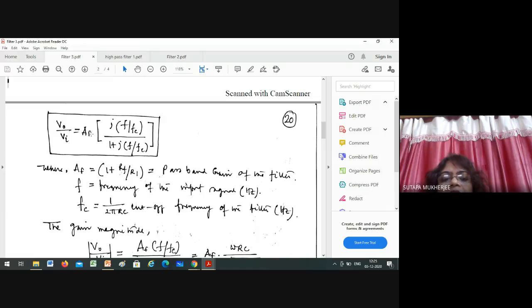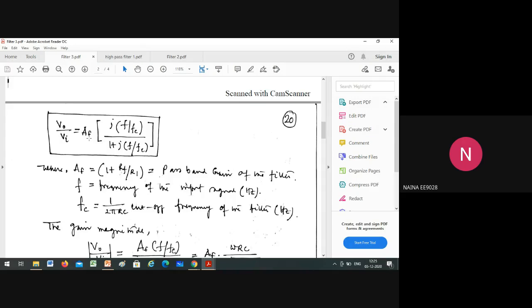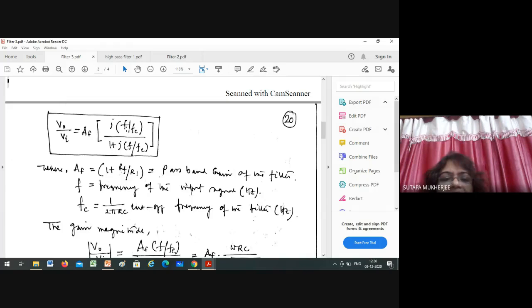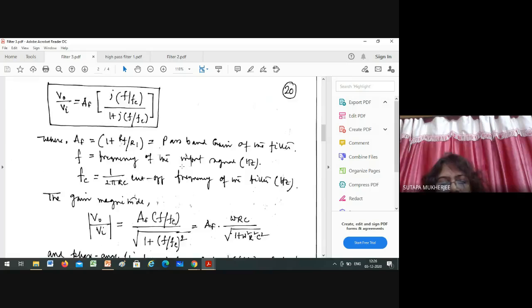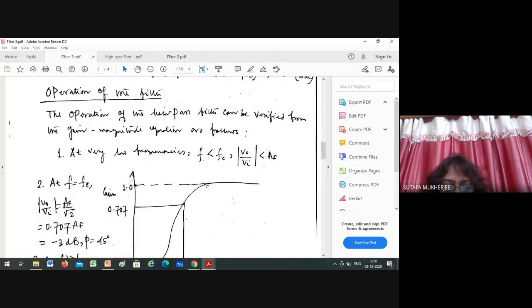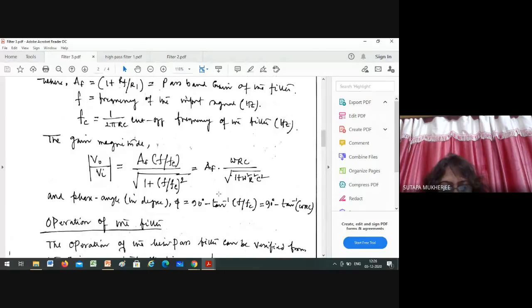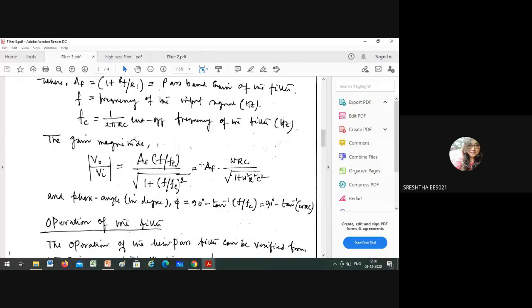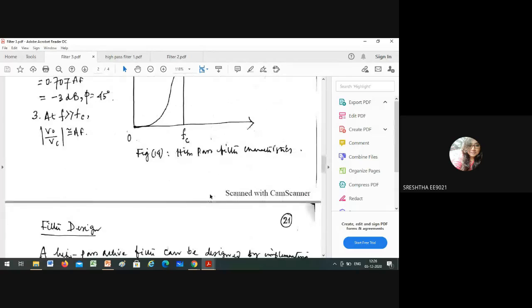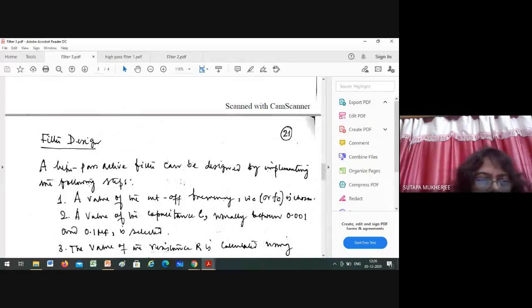So suppose you take f divided by 10, that is less than f. That I am explaining in that way. If f is less than fc, then the Vo by Vi magnitude will be less than F. Now it is clear, Naina? Anybody has any question? Purvita, did you understand? Shrestha, did you understand? So up to here everything is clear. Now come to filter design.